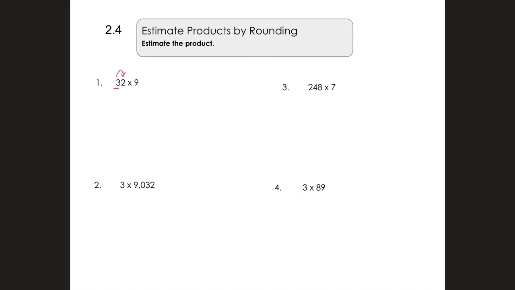I look next door. 4 or less, let it rest. That means I'm not going to do anything to the number 3 because the 3 is tired. It just wants to rest. But all the numbers to the right become a 0. So now my number is 30, and I have 30 times 9. 30 times 9 is easy to do because we know 9 times 3. And 9 times 3 is 27. But don't forget, you have to add the 0.